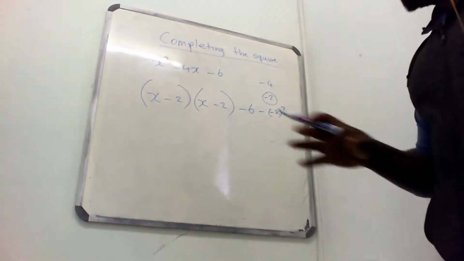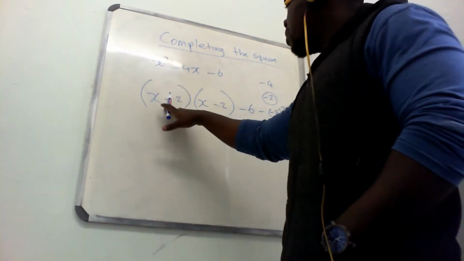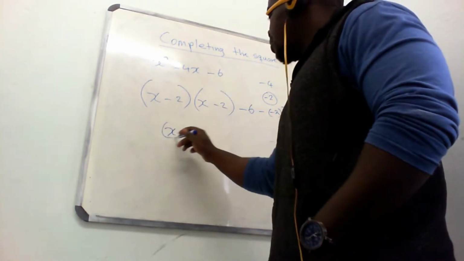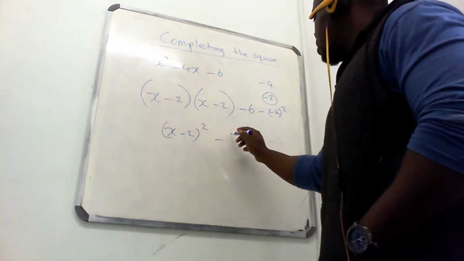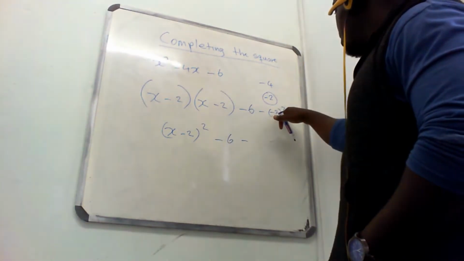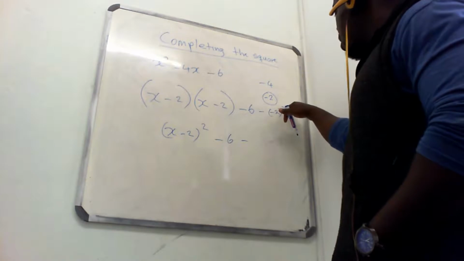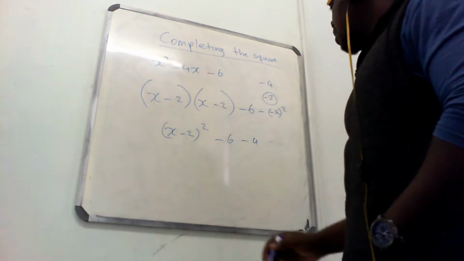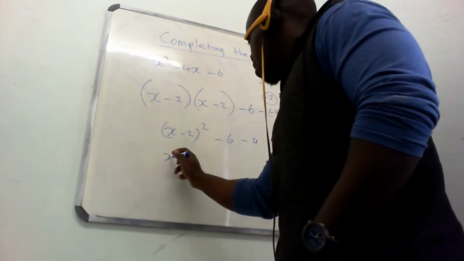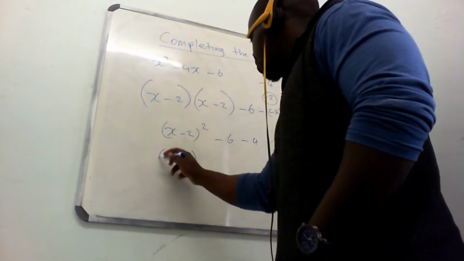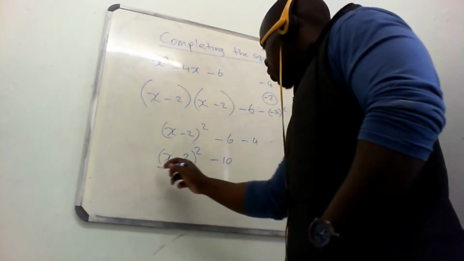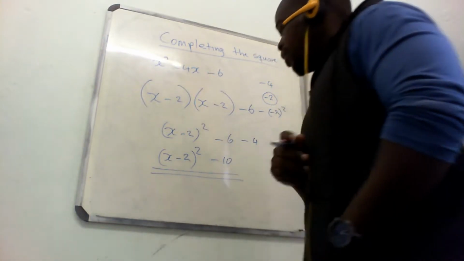And then from there you simplify further. So this is x minus 2 times x minus 2, so it will be x minus 2 squared, minus 6 minus negative 2 squared, that will be positive 4. That means your final answer will be x minus 2 squared minus 10. That will be what you get after factorization.